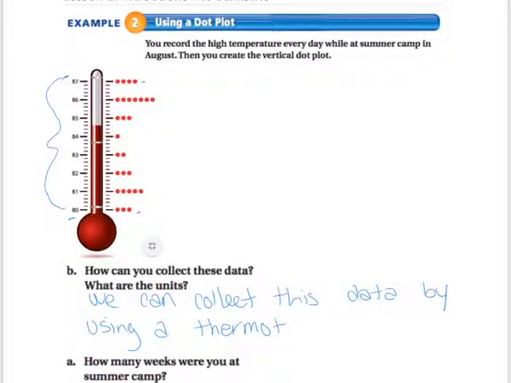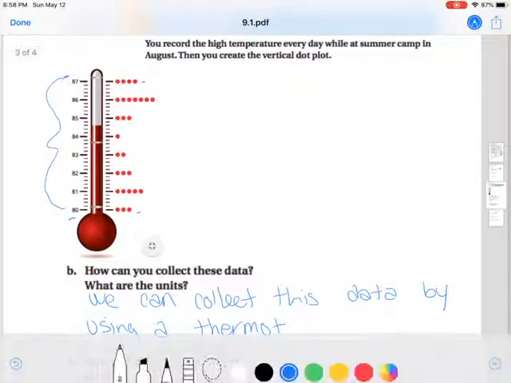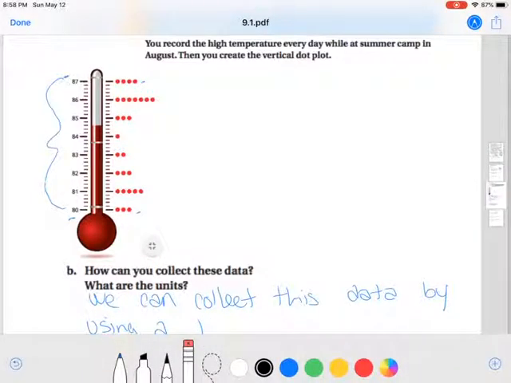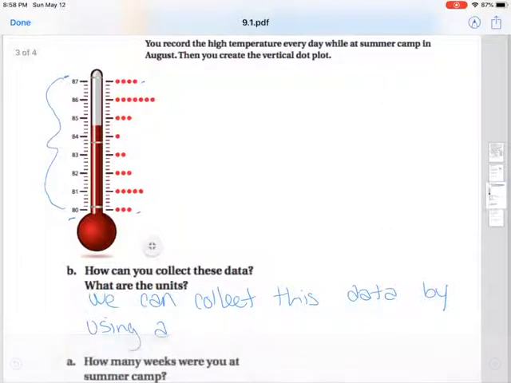I don't think I'm spelling this right. Thermometer. I think I need to. See, T-H-E-R-M-O-M-E-T-E-R. Sorry, guys. Math teacher here.